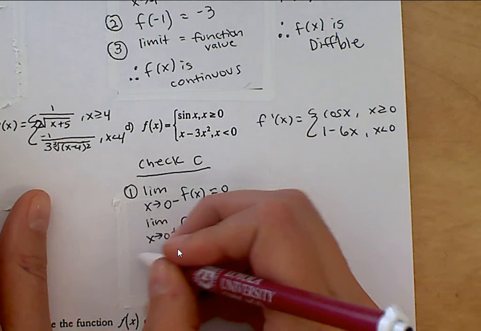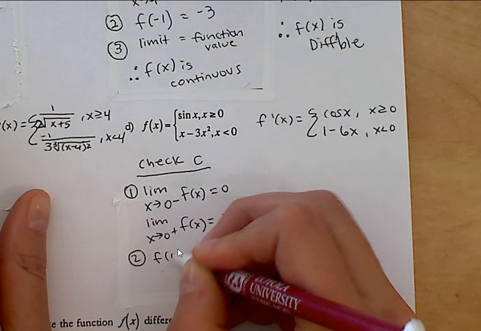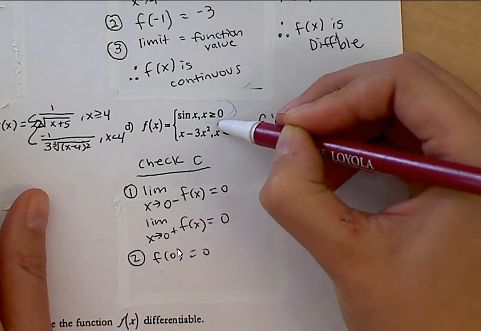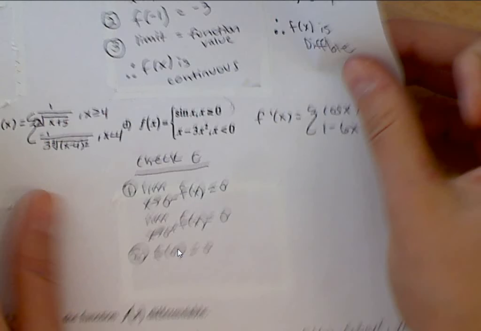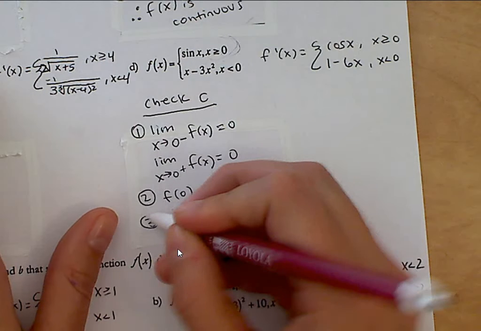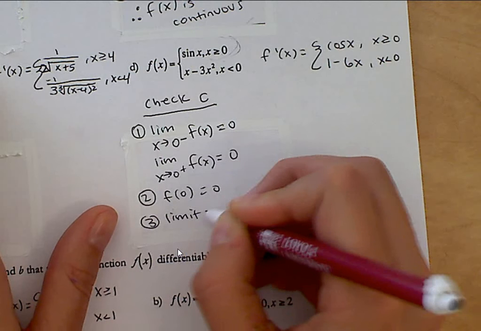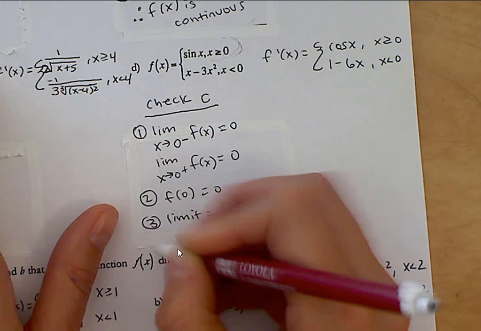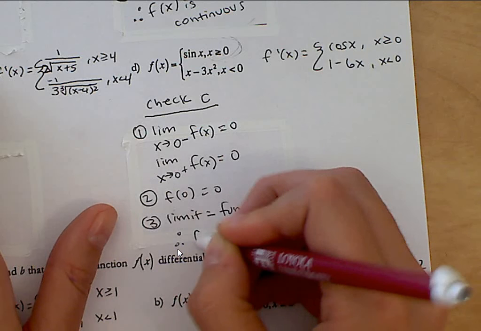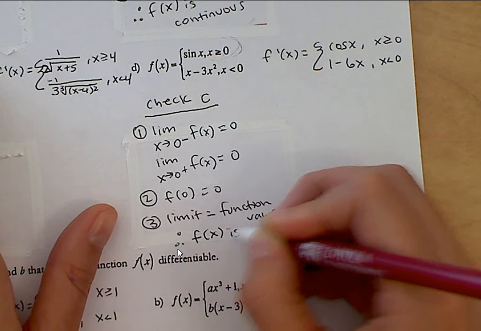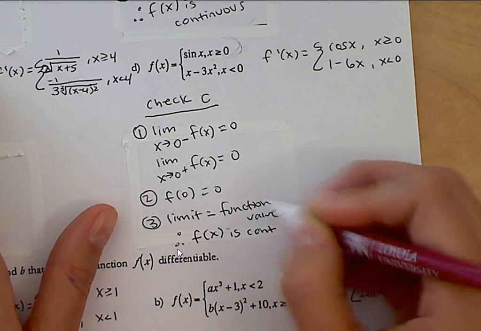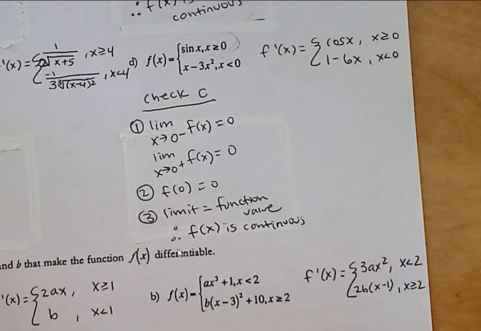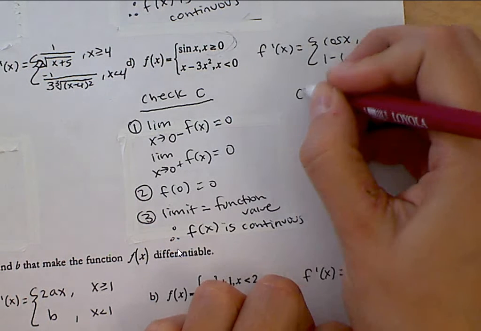I also know that f of 0 equals 0 because, again, I would just plug into this function when we have 0. And so, since the limit equals the function value, then I can say f of x is continuous. So it is continuous at that point, 0. Now I need to check if it's differentiable.